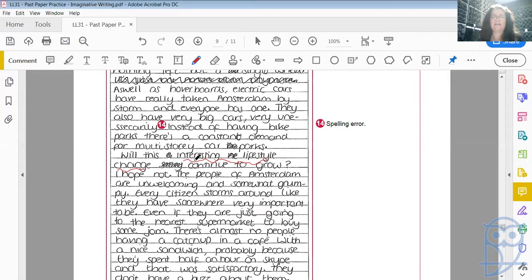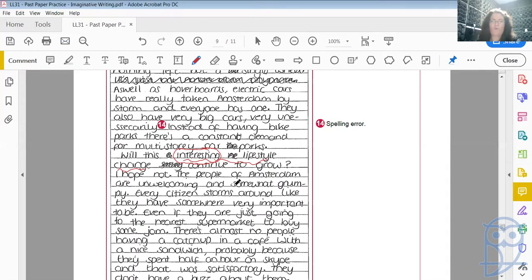Is it a destructive lifestyle change? So just be careful with the words you choose. I think "interesting" sounds complimentary, but the person has not been complimentary so far. So don't choose something that is complimentary. So will this lifestyle change continue to grow? I hope not. The people of Amsterdam are unwelcoming and somewhat grumpy.